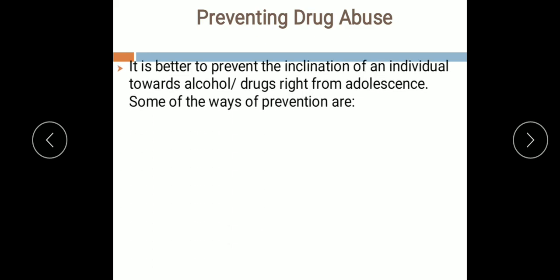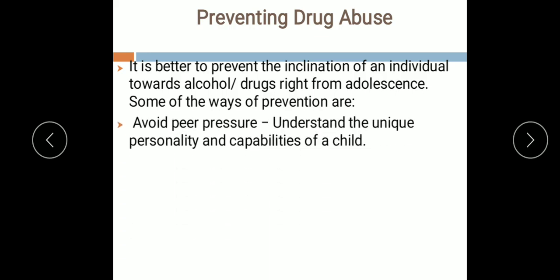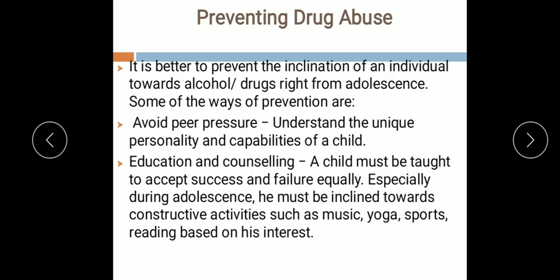How can we prevent drug abuse? It is better to prevent the inclination of an individual towards these drugs or alcohol right from adolescence. So what are the ways? The ways to prevent it: avoid peer pressure. Understand the unique personality and capability of a child, because all are not the same. Each individual has their own personality and capability.